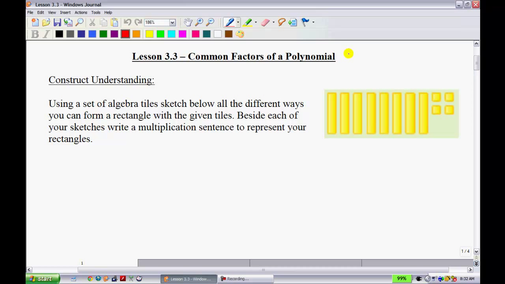So for instance, what could I write up here? 2x squared plus 4x plus 8, that would be an example of a polynomial. All right. And so, like I said, we're going to be trying to factor those.